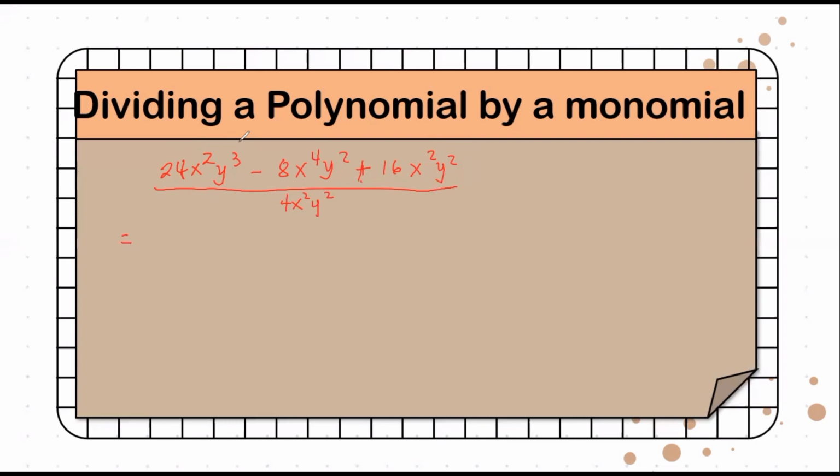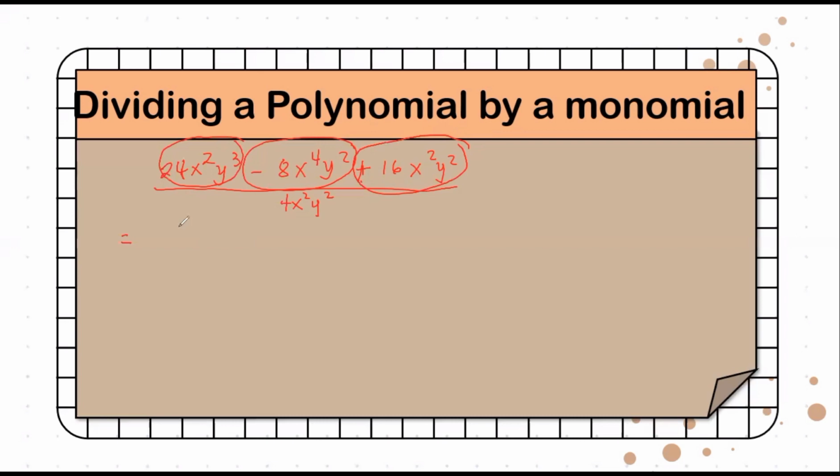There are 3 terms. So first term, ayan po yung first term natin. And then the second term, lahatin nyo pati yung sign. And then the third term or the last term of the polynomial. So we have to divide each term by the given monomial.